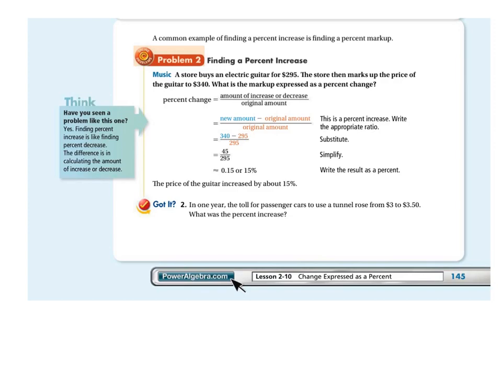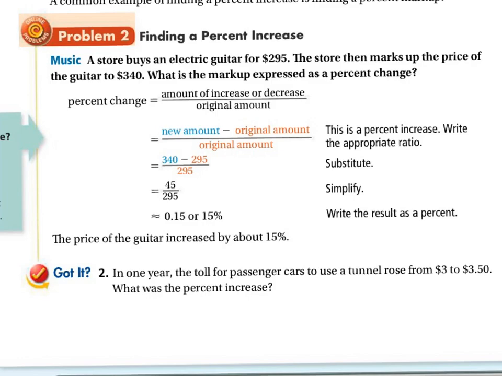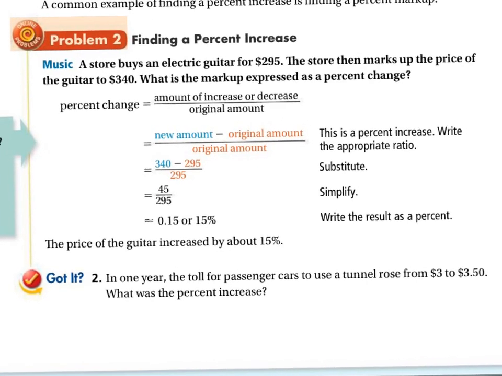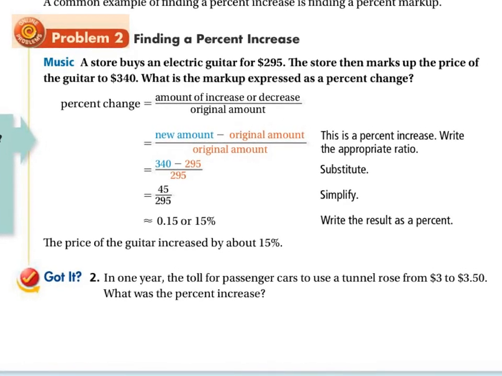Problem 2, we're looking at finding a percent increase. So a store buys an electric guitar for $295, then they mark up the price to $340. What is the markup expressed as a percent change?